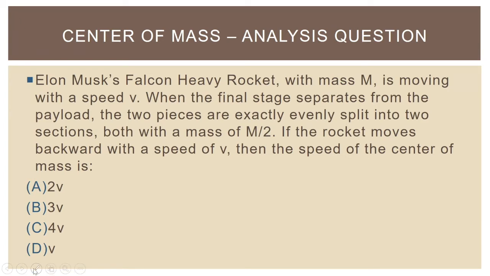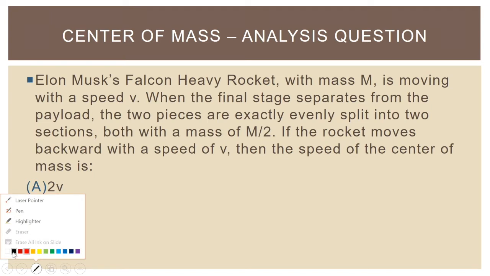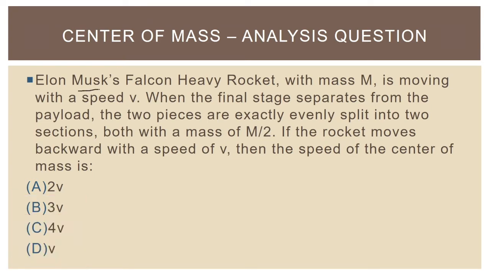The key to answering this question correctly is recognizing the importance of this piece of information right here. The problem says the whole rocket, the two separate pieces, when they're together, move with the speed of v. That means this is the original center of mass speed. And even though there is a quote-unquote explosion that's happening here between the two pieces, which is ultimately why they separate, there are no external forces exerted on the rocket.